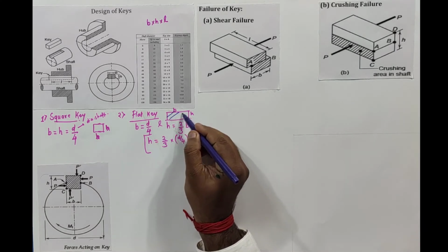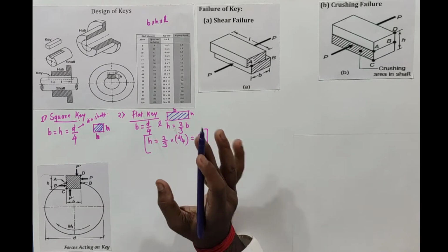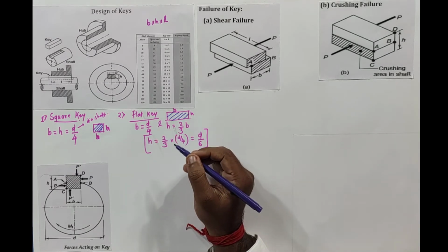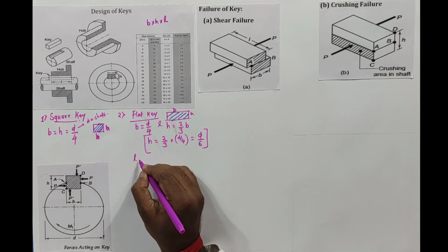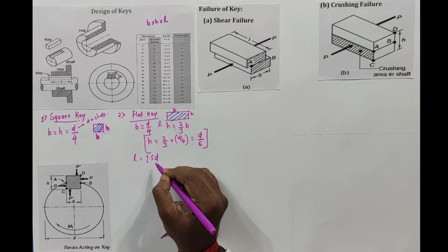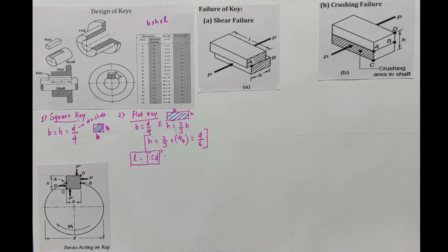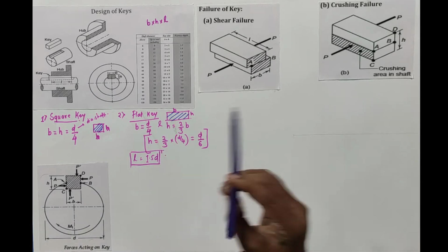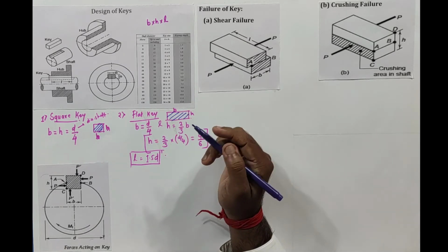This is flat key and this is square key. So this is basic, and after that we are going to learn one consideration. Here also one consideration we need to take, that is length of key 1.5 times d, shaft diameter. So this is also a consideration. In the upcoming session I'll tell you the derivation for this also. It will not be asked in the exam, but I'll tell you, no issue.